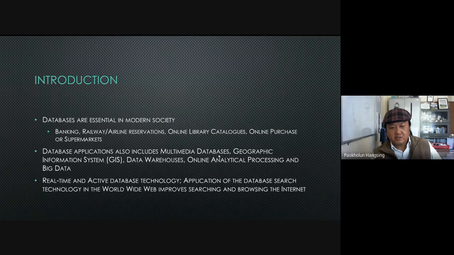Then the application of database search technology is also being used in the World Wide Web. Because of using the database technology in the search and browsing of the World Wide Web, searching and browsing have become much more efficient. For example, many of us know that the first thing we do before we start browsing or searching anything on the web, probably we go to Google. So Google itself is using database technology. That is why the searching algorithm is becoming much more efficient.